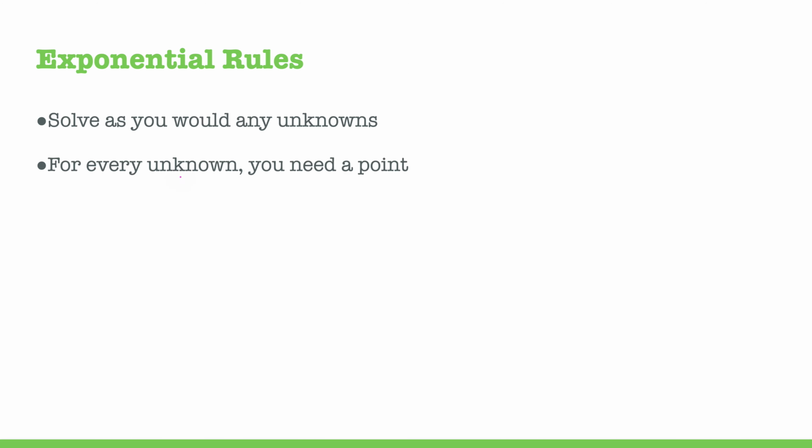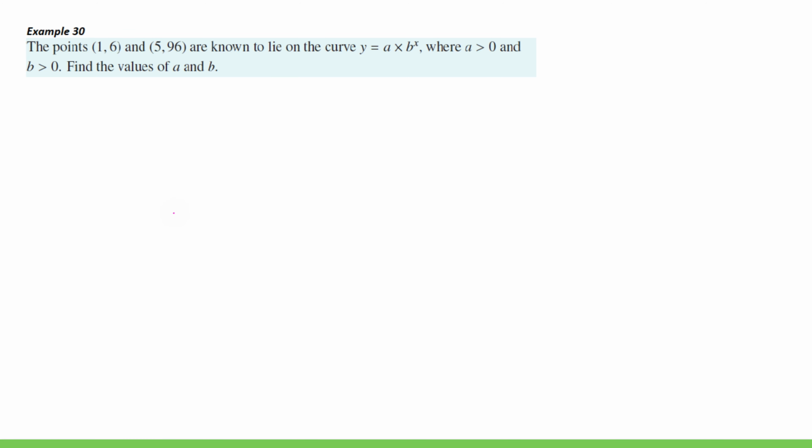The last type of question that you might come across is exponential rules. Now, you've already done this in pretty much every exercise that you have had in the past to do with graphs. Basically, you've got a function that you've got unknowns in. For every unknown, you need a point. All you need to do is substitute it in and then solve. So we've got the points (1, 6) and (5, 96) that are known to lie on the curve y equals a times b to the power of x.